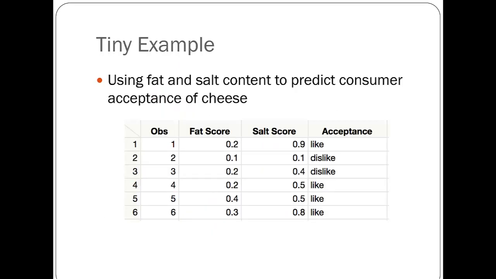This is a small example where we're measuring the acceptance of cheese by consumers. And by acceptance, we mean people sample the cheese and say, yes, I like that, or no, I don't like that. And the 2 input variables we have are fat and salt. And these are scores, so I don't know what the measures are on those. But you see we have 6 observations, so this is a very small data set. And we're going to follow this first observation through to see what's going on with the neural network.